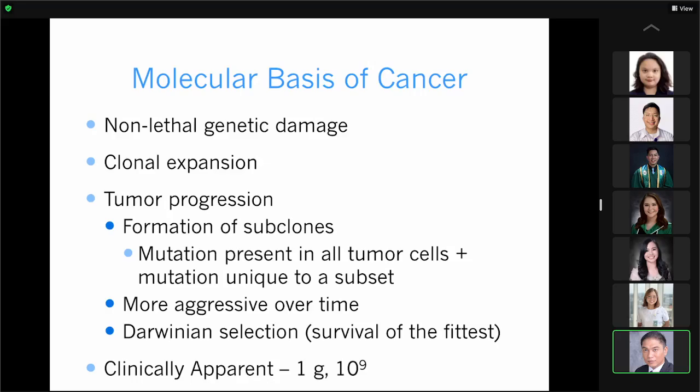For a tumor to be clinically apparent, for a solid tumor to be palpable, it has to have a weight of at least 1 gram, and there are about 10 to the 9th cells per gram. At 10 to the 9th cells, 10 raised to the 9th power.